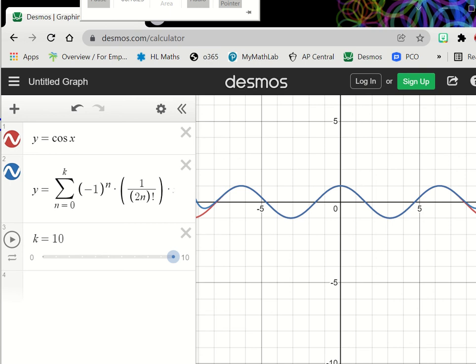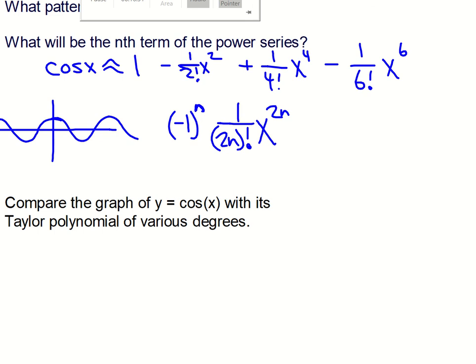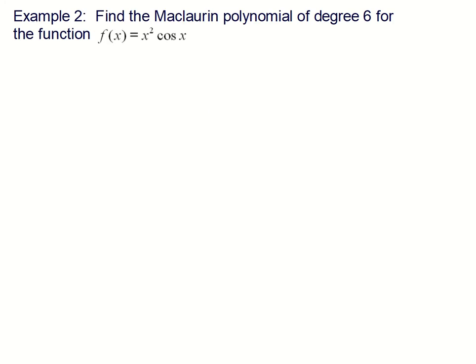Turns out that for cosine, this is going to converge for all real numbers x. And you may be sitting there thinking, how do we know where it converges? Well, my lovely students, that is the ratio test. So, preview of coming attractions, we will be using the ratio test to determine for what values of x this is going to converge. Okay, so moving right along to another example.